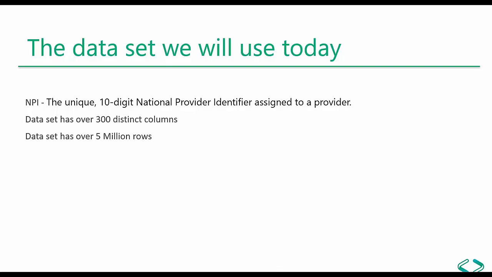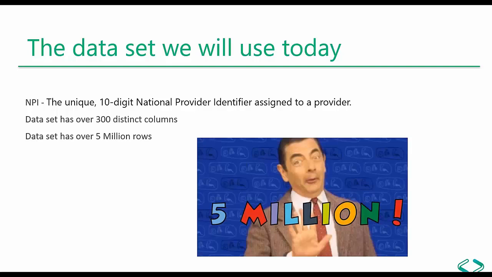That's just how they're set up. This data set has over 300 different columns and over 5 million rows. Yes, most people are not aware there are that many different doctors of all types out there. This can also be the business itself, the hospital. It can be a doctor's office. There's lots of different data within here. Like I said, it has over 5 million rows. Yes, that's right, 5 million.